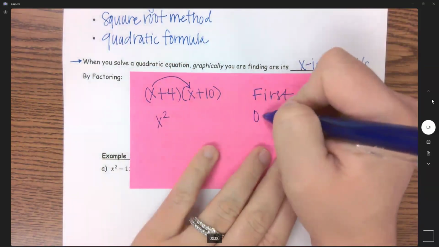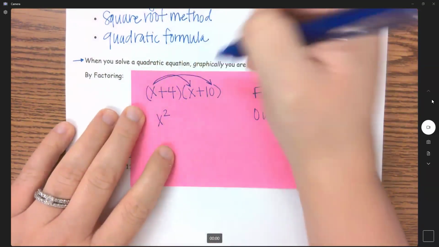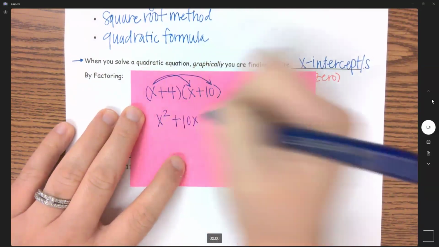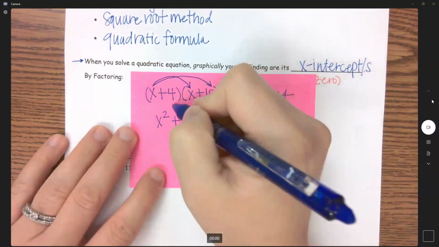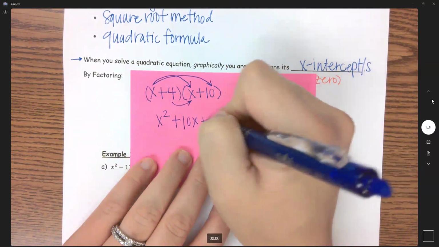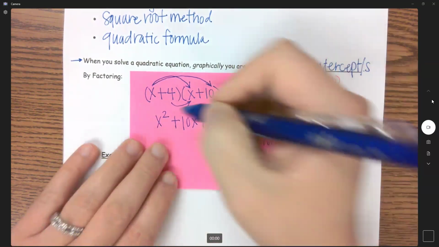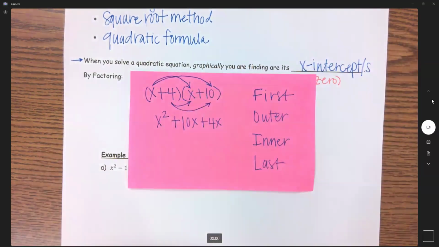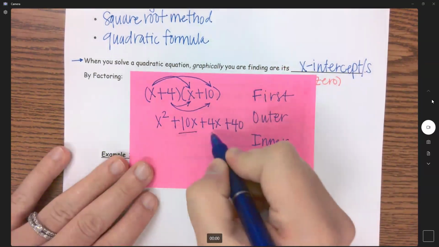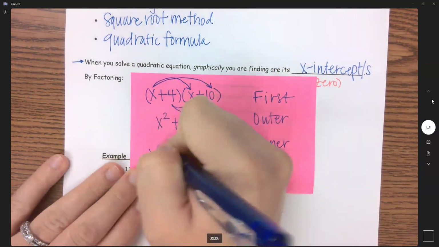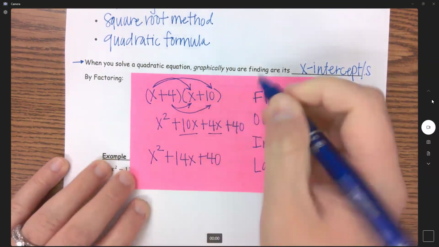Then we want our outer terms, which is x times 10, so it's going to give me 10x. Then we want our inner terms, so it'd be 4 and x to give me 4x. And then I want my last terms, which would be 4 times 10 to give me 40. Then we would combine our like terms and we would get x squared plus 14x plus 40.